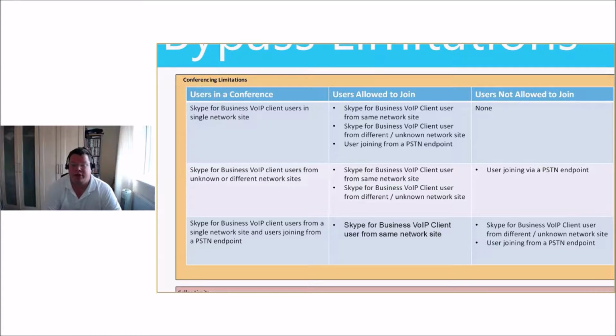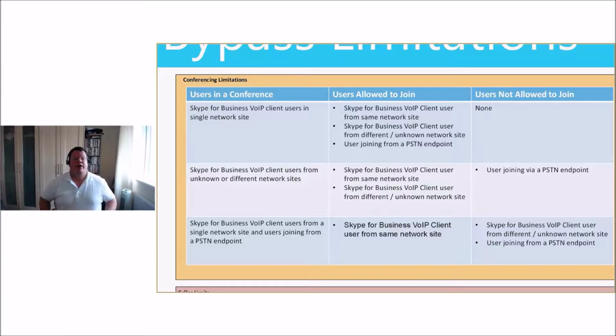So that includes a Skype for Business user from the same site, and a Skype for Business user from another site or an unknown site. An unknown site is any subnet that hasn't been defined in your network subnets and sites, or external connections. And when we talk about a user joining from a PSTN endpoint, we're talking about the person on the other end of a normal telephone line.